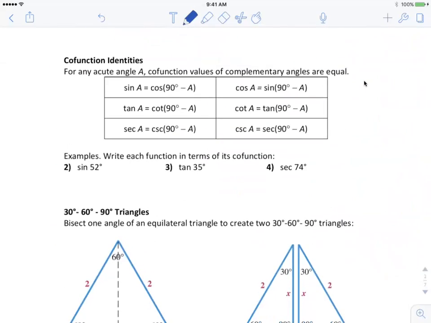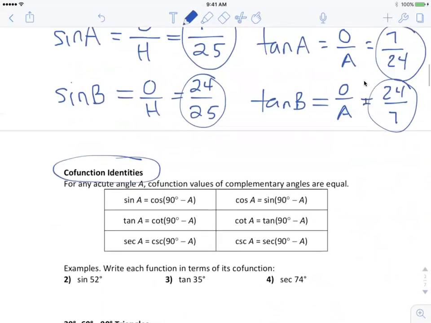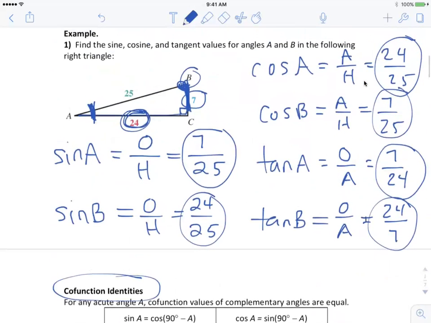Something a little new here. We have some more identities. Keep your list going: cofunction identities. Now if we look back here, check this out. There are some repeated answers, right? Notice that the sine of A and the cosine of B are equal, right? So if I look at sine A and cosine B, those are the same, right? So are sine B and cosine A, right? So those are called cofunctions.